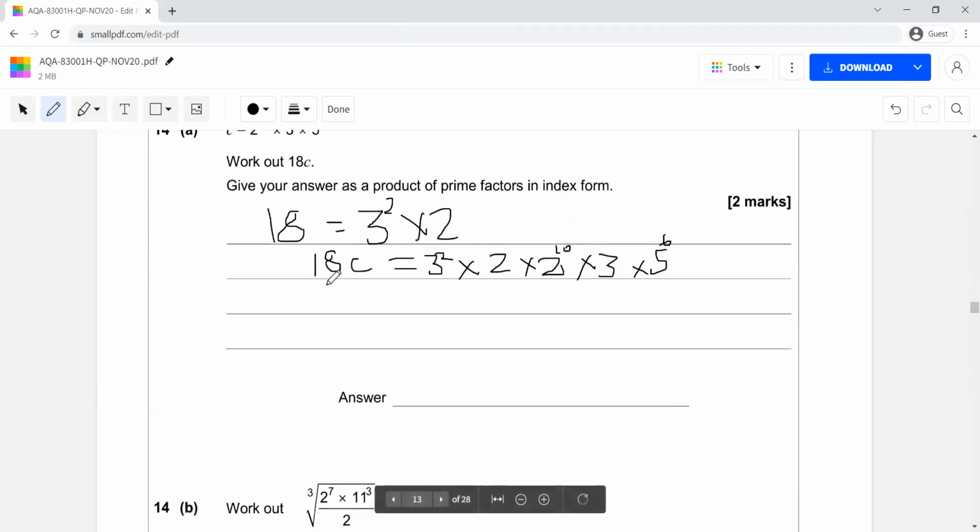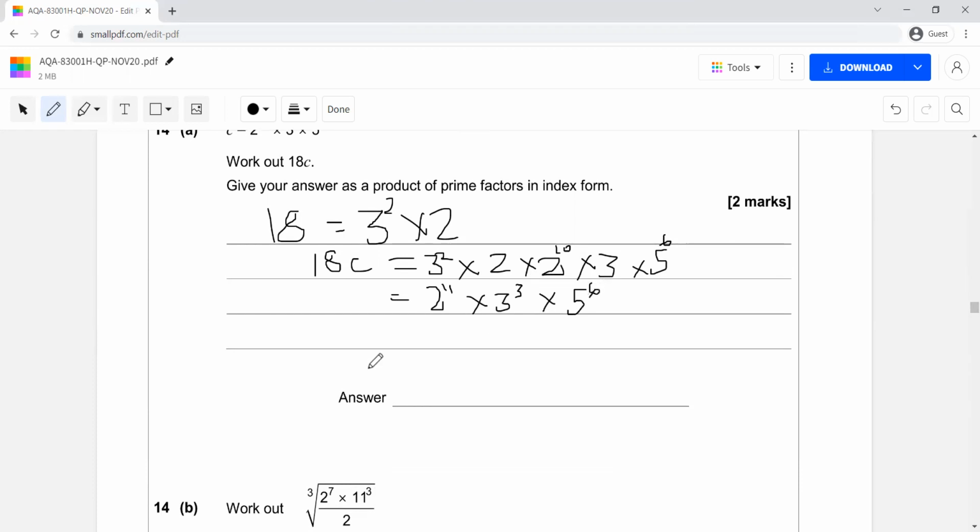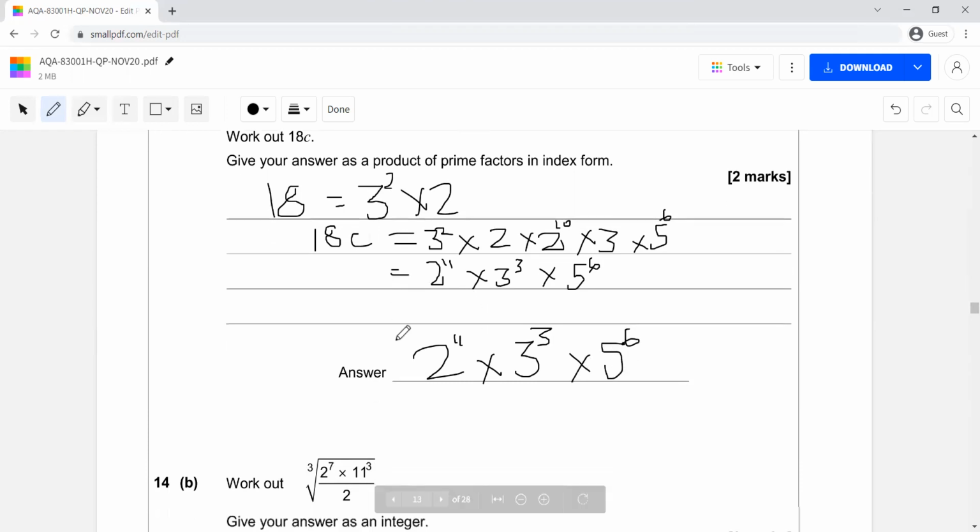Now we add the powers if you have to. So we will get 2 to the 11th power times 3 cubed times 5 to the 6. And that is our final answer. Let me write it down again. 2 to the 11 times 3 cubed times 5 to the 6.